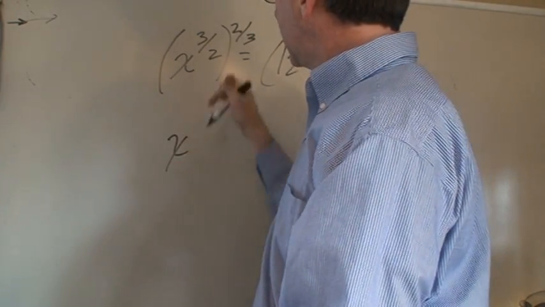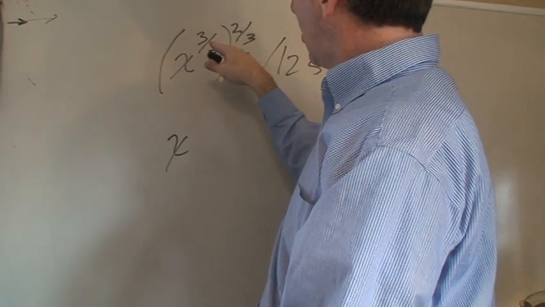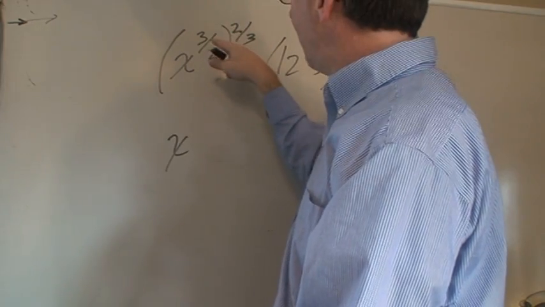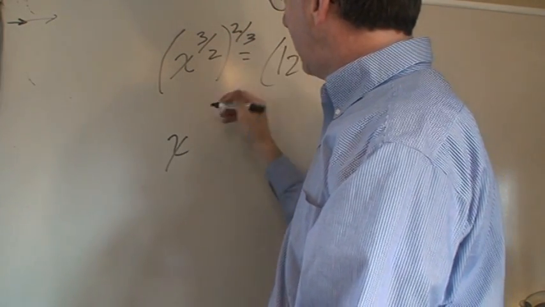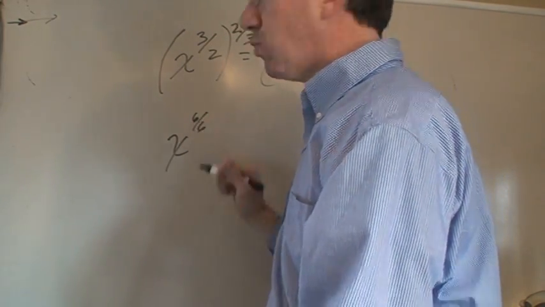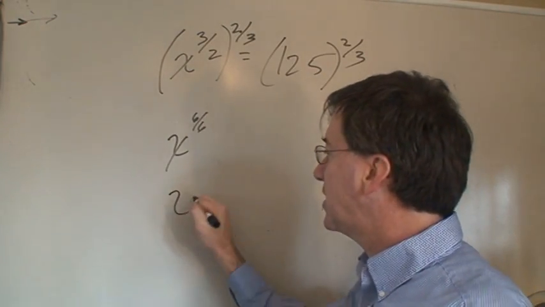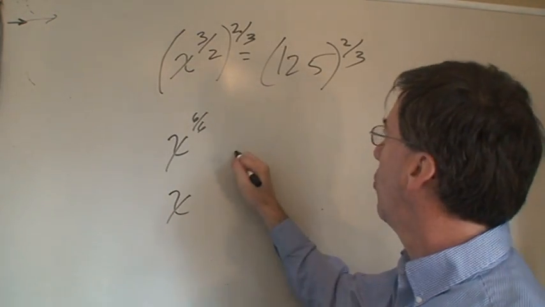Now I'm going to have x. When I have a power to a power, I multiply them. And I have 3/2 times 2/3 is 6 over 6, which of course is going to end up being just x to the first power, which is what I'm shooting for.